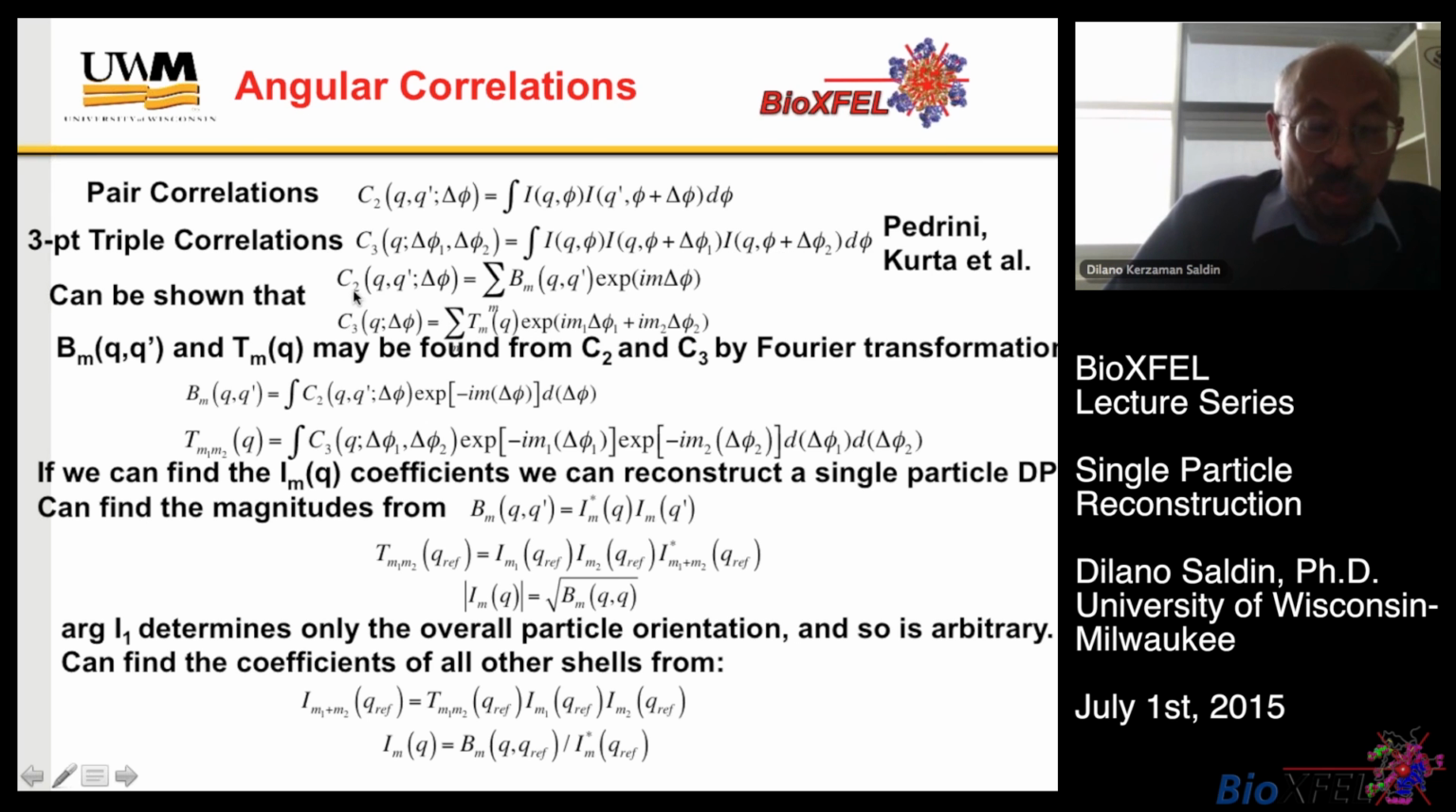Now, it can be shown that the C2 function can be written in this form, Bm times exponential of i m delta phi, and the C3 function can be written as Tm times this. So you can find the B's and the T's from the C2s and C3s by Fourier transformation, like this.